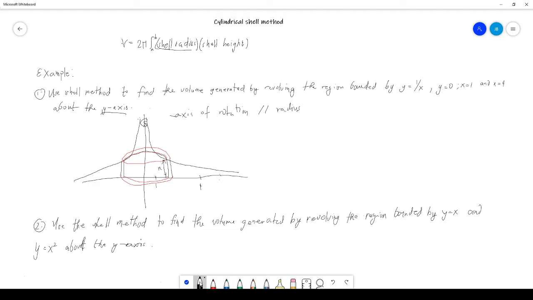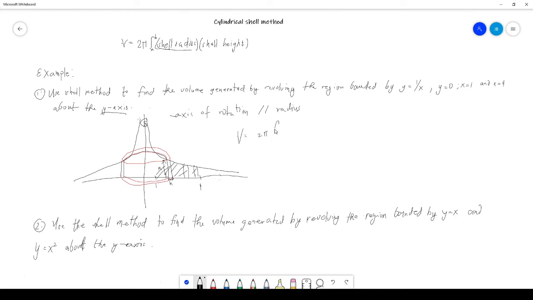So again, our radius is parallel to our axis of rotation, meaning this is our shell radius. And our shell height will be this one. That's our shell height. Okay. So since this is the region bounded, we can draw more strips here. So again, rotate, then you can form a three-dimensional shape. Then we can find the volume of the problem.